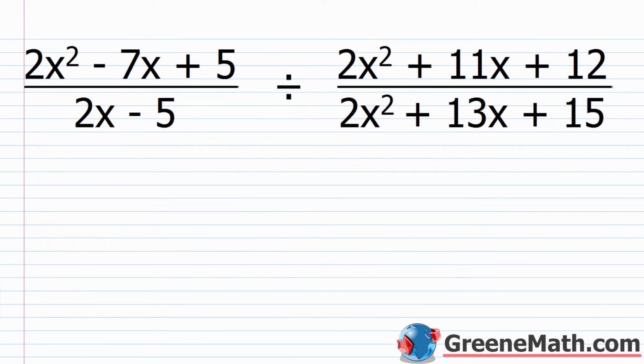So we have 2x squared minus 7x plus 5 over 2x minus 5, divided by 2x squared plus 11x plus 12 over 2x squared plus 13x plus 15. For the first one, in the numerator, 2x squared minus 7x plus 5, let's see if we can factor that. I would need two integers whose product is 10 and whose sum is -7.